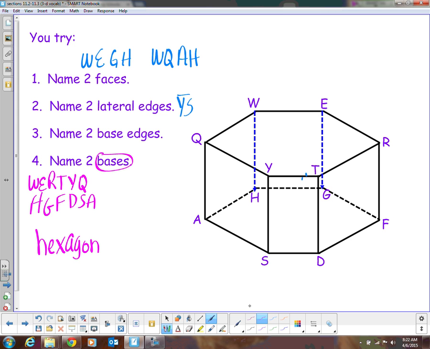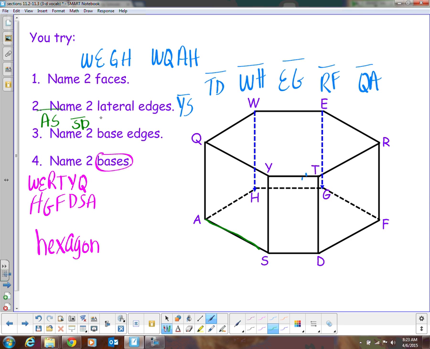We have named one lateral edge. What's another lateral edge? TD. And I heard what else? WH, EG, RF, QA. Now, what is a base edge? AS would be a base edge because it's on the base. SD, DF, FG, GH, etc. Yeah, you have some vocabulary.